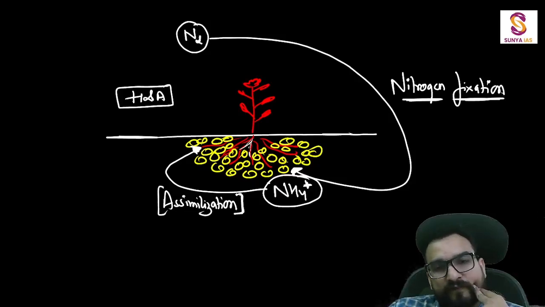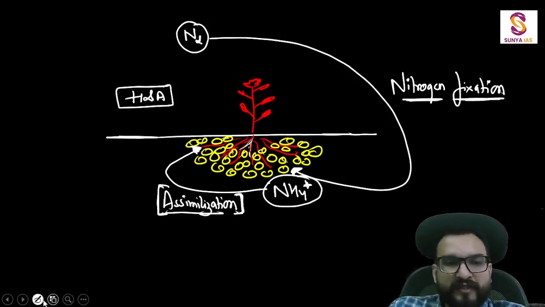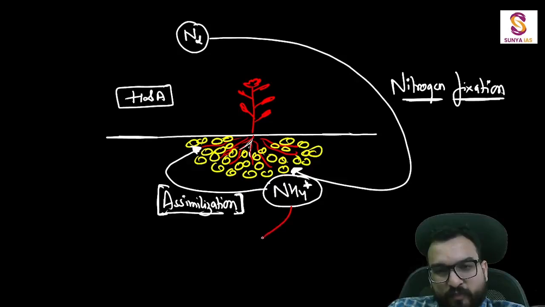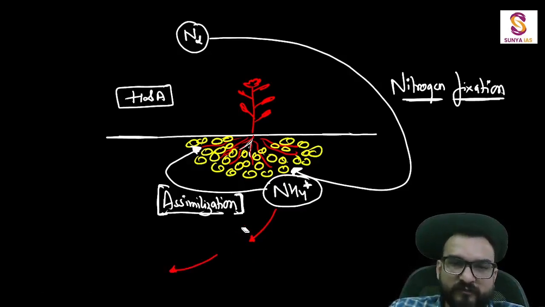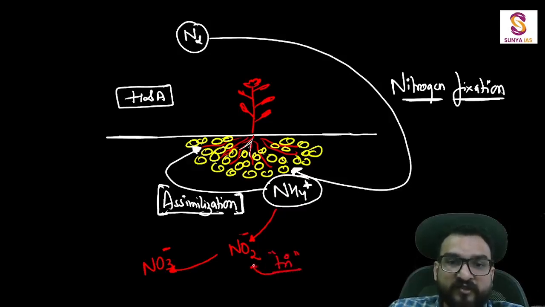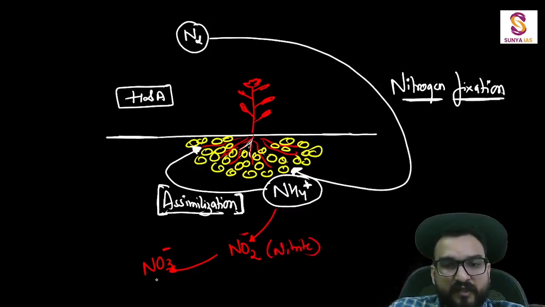Understand it very carefully. Okay, assimilation. Now what happens? Sometimes this ammonia does not directly assimilate but is converted into nitrate. Sometimes it first forms nitrite, and then it forms nitrate. See, it is very easy to remember this, 3 or 2. Whenever I say nitrite, tri means 3 should come over here, but 3 will not come, 2 will come. This is how you will remember. So this is your nitrite, and this is your nitrate.